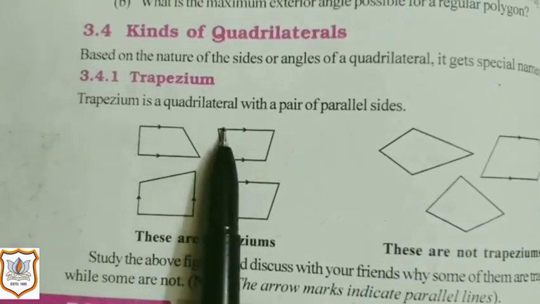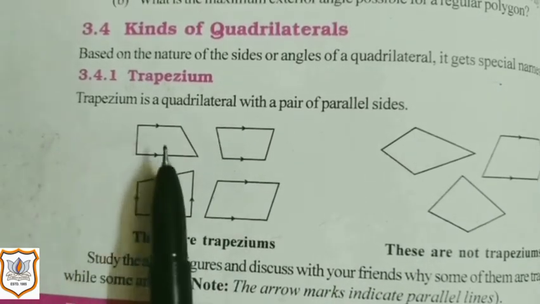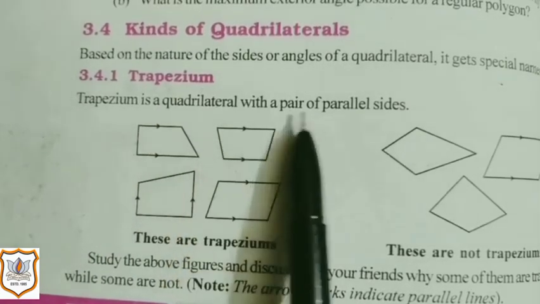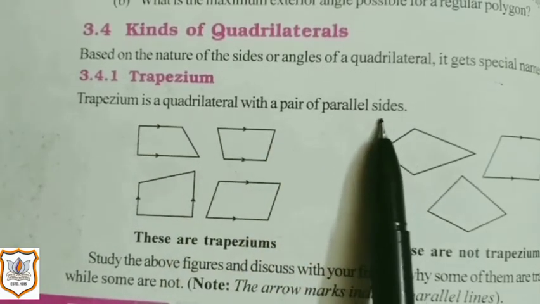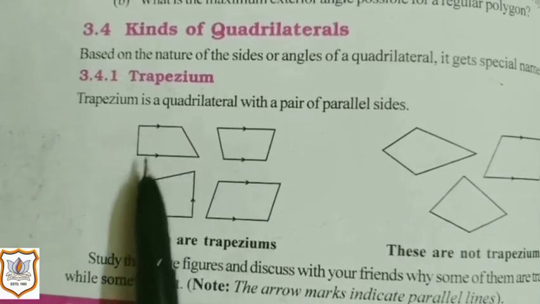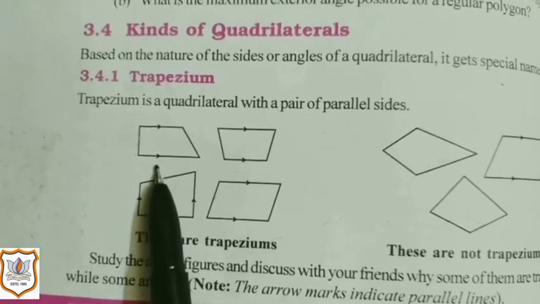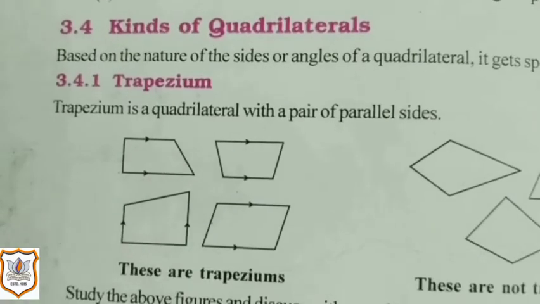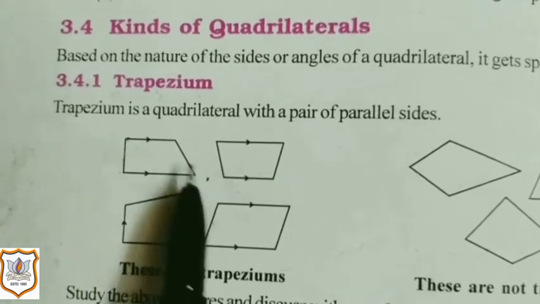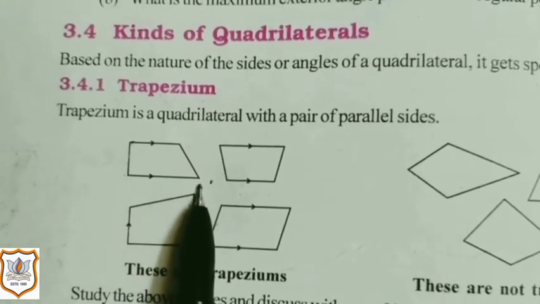Trapezium is a quadrilateral because a trapezium has four sides. So, this is a quadrilateral with a pair of parallel sides. Look at the figure. These lines are parallel lines. As you learnt in earlier classes, parallel lines do not meet. If we extend this line and this line, these lines do not meet.